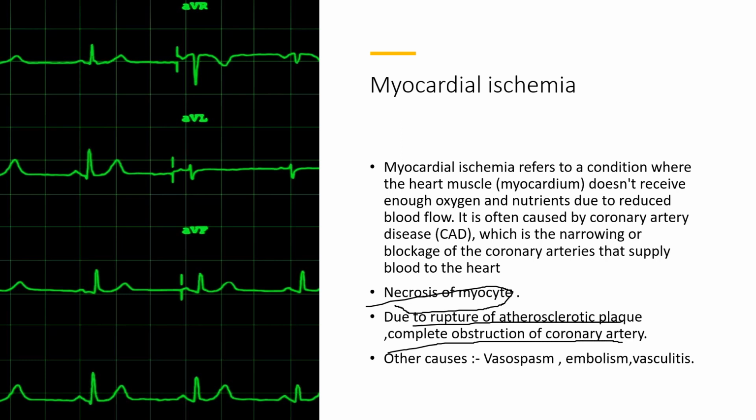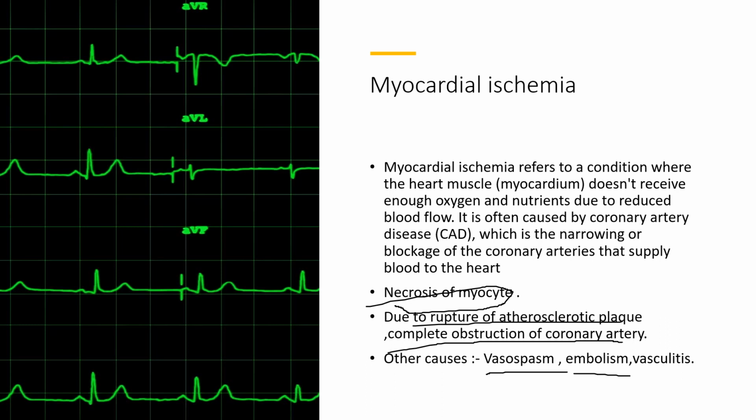In angina pectoris, we get incomplete occlusion of the coronary artery. In myocardial ischemia, we get complete obstruction of the coronary artery. Another cause is vasospasm, as I discussed in my previous slide on Prinzmetal angina. In that case, we get transmural necrosis or ischemia. Embolism is another cause: a piece of thrombus might have traveled from the veins, gotten into the coronary artery, and caused a myocardial infarction.